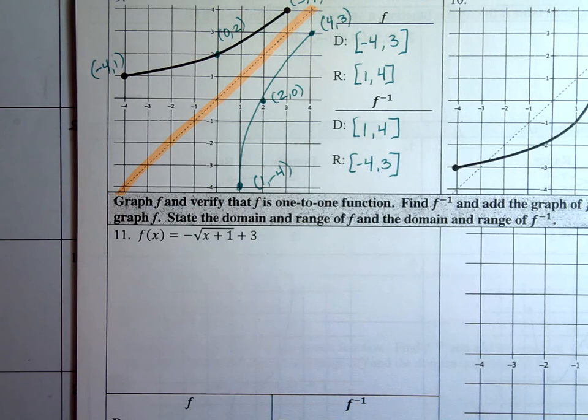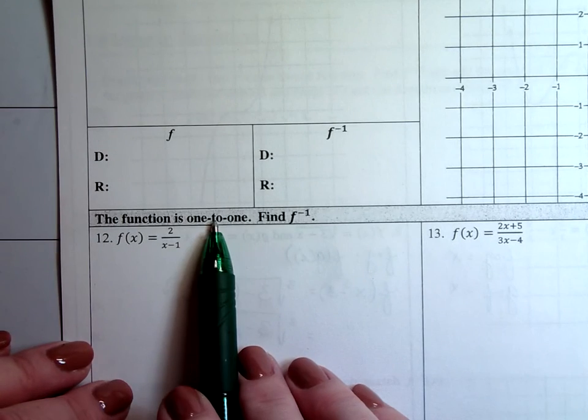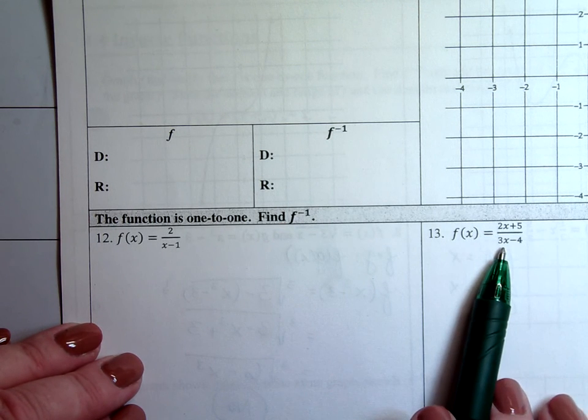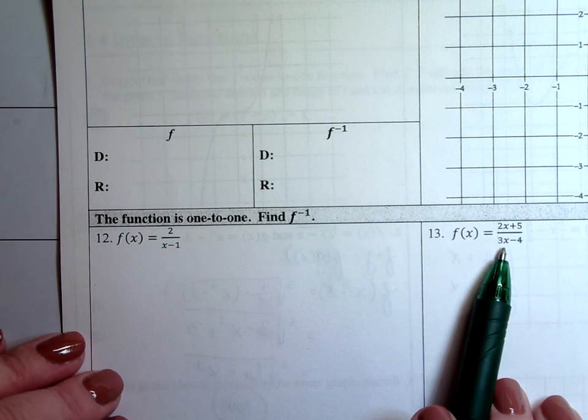All right, then you're into 12 and 13. They're telling you it's one-to-one. They want to know what the inverse is. Now this one is a lot like the bring the pain problem we just did. So you're going to switch your x's and y's and then solve it exactly the same way we did bring the pain. This one here, let's try this guy.